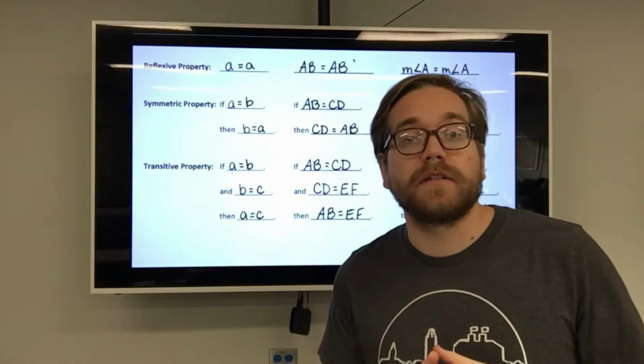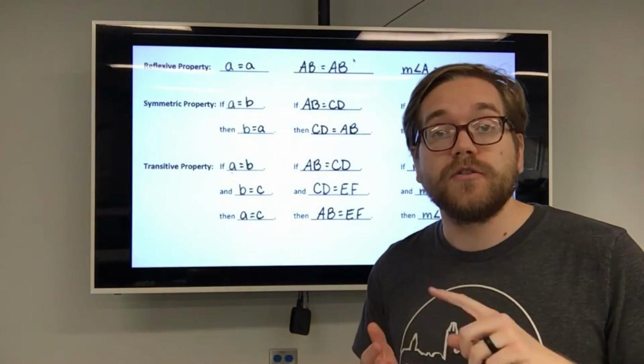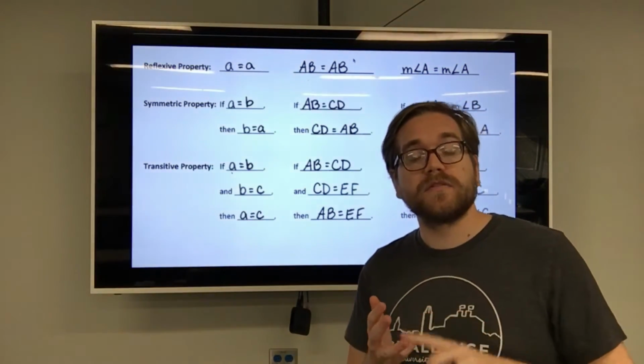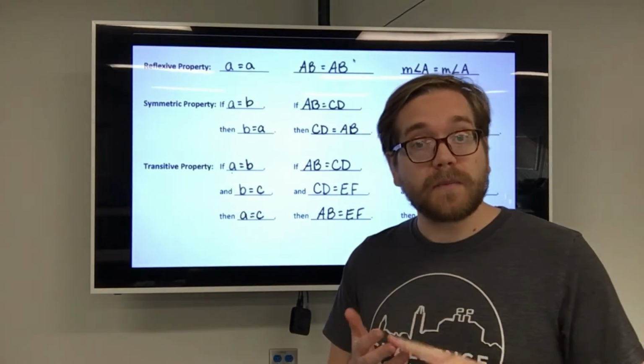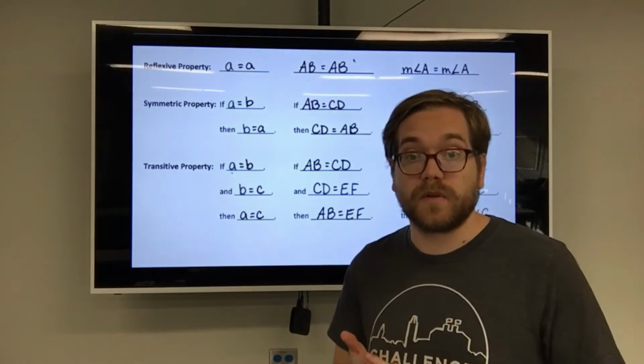The three properties we're going to talk about are the reflexive, symmetric, and transitive property. These are all in your notes, and if you haven't read those, go ahead and do that now. The reflexive, symmetric, and transitive property come up quite a bit in the proofs that we look at, so we want to understand them pretty well.